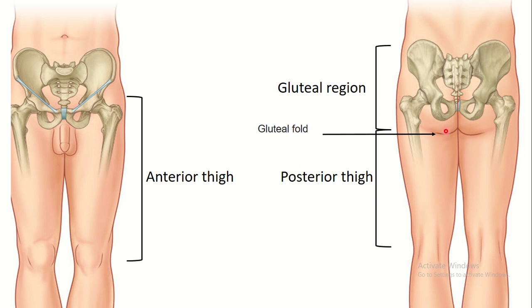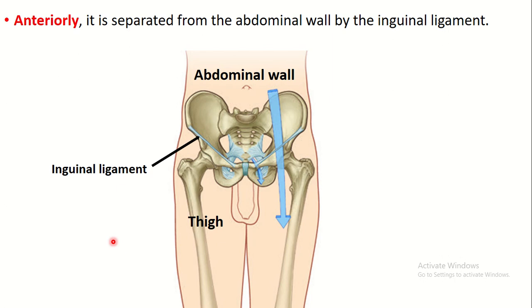الثاني posteriorly يمتد from this fold of the skin which is called the gluteal fold اللي يمثل لنا lower boundary of the gluteal region to the knee، بينما anteriorly from the hip to the knee. لذلك anterior thigh is greater or larger than the posterior thigh.